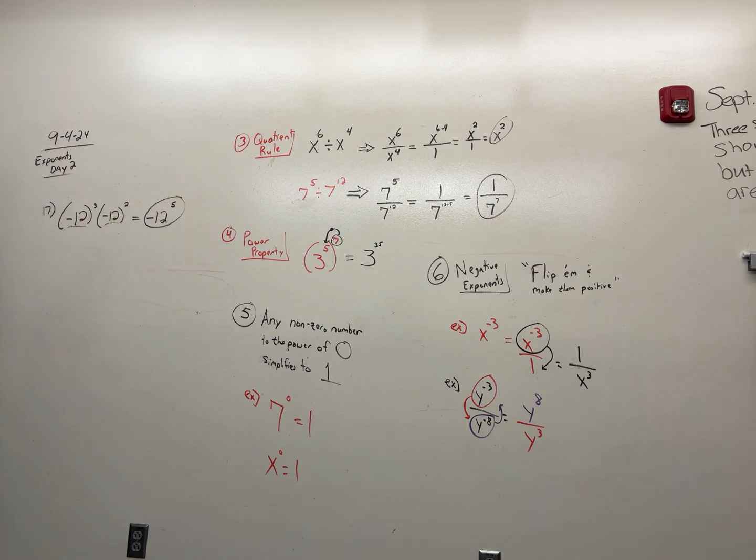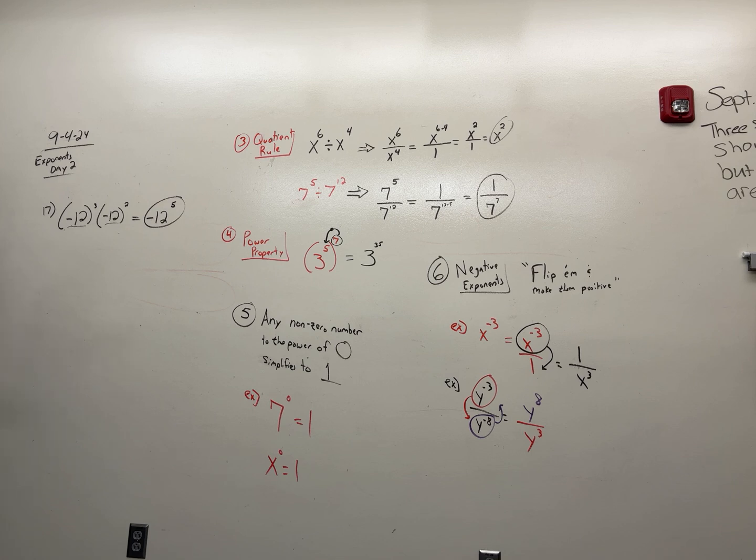That's number 17. Wait, how come it's a negative, not positive? Because we're not multiplying the negative times the negative right now, we keep the base. We're always keeping the base. What was the base? Negative 12, so we keep the base.